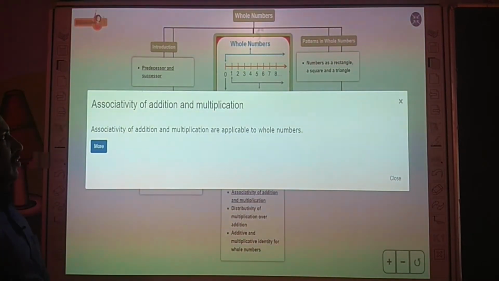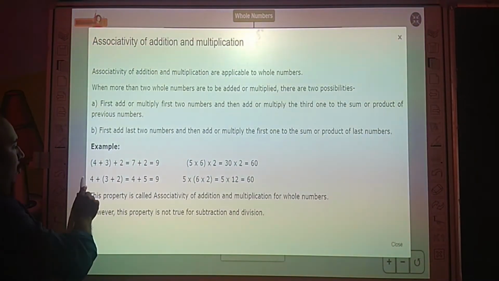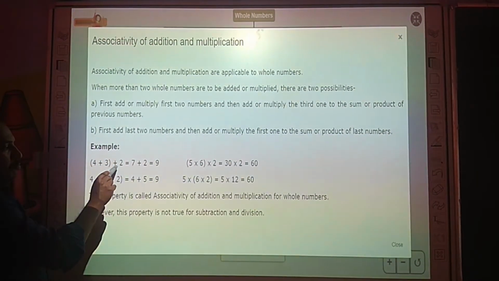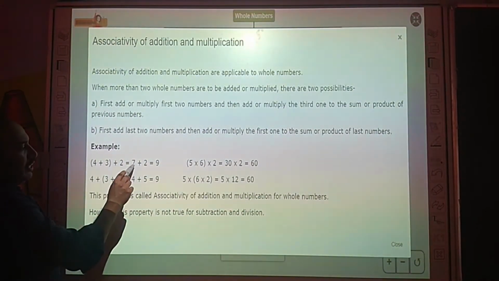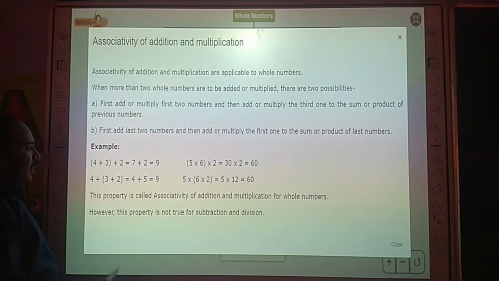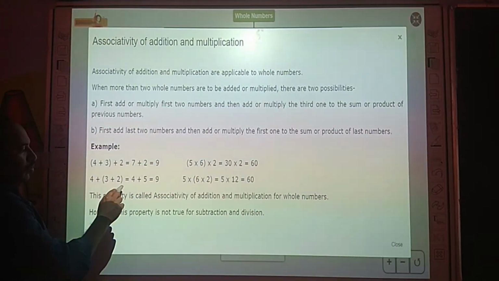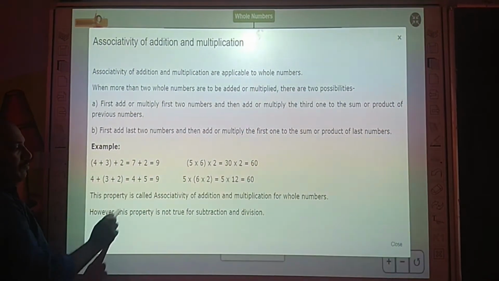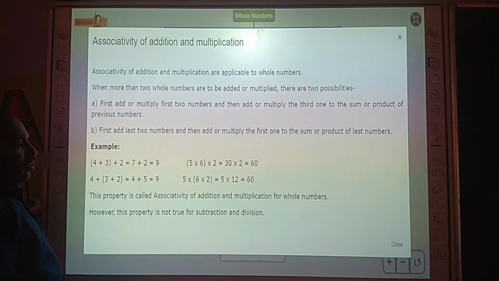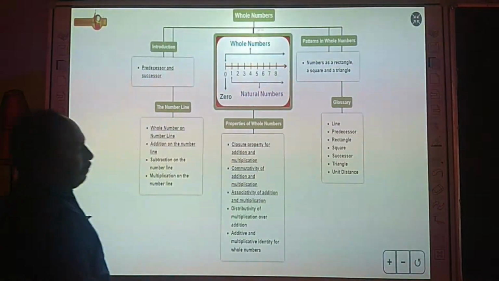Next one, associative property of addition and multiplication. 4 plus 3 plus 2: 4 plus 3 is equal to 7, 7 plus 2 is equal to 9. Listen here. 4 plus 3 plus 2 again: 3 plus 2 is equal to 5, 4 plus 5 is also 9. So it is the associative property.